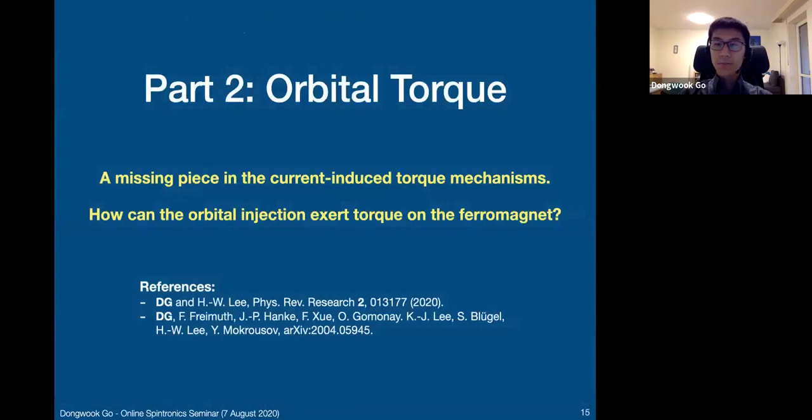So from now on, I'm going to change gears to how we can induce torque by utilizing orbital current. I would like to emphasize that this orbital torque is currently a missing piece in the spin-orbit torque research field. So I'm looking for an experimental signature. If you find any experimental signature that looks like orbital torque, which I'm going to explain, I'll be happy to discuss.